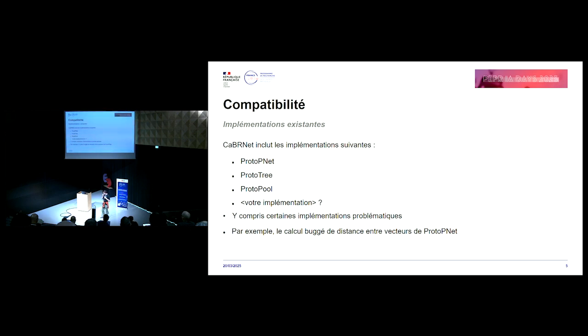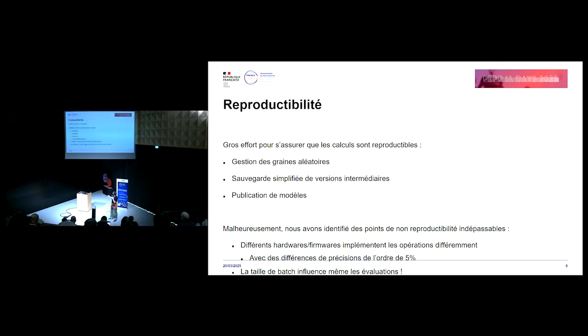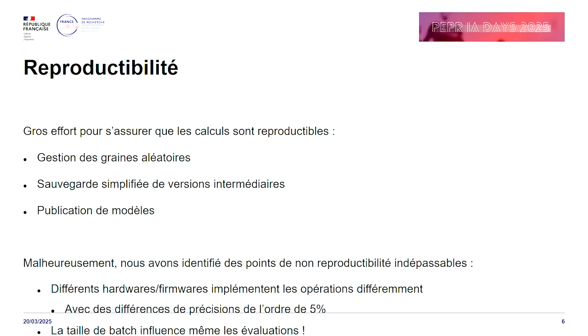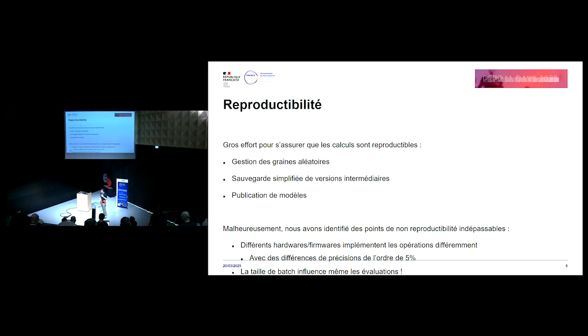So since then, PyTorch introduced a new operator that computes the distances. But you can still use or run the original ProtoPNet, for instance. So that's about compatibility, and there is reproducibility as well. It was very important for us to be able to reproduce the results done by other researchers. So there's been a lot of work on dealing with the random seeds, being able to save intermediate versions of the model, and publishing models.